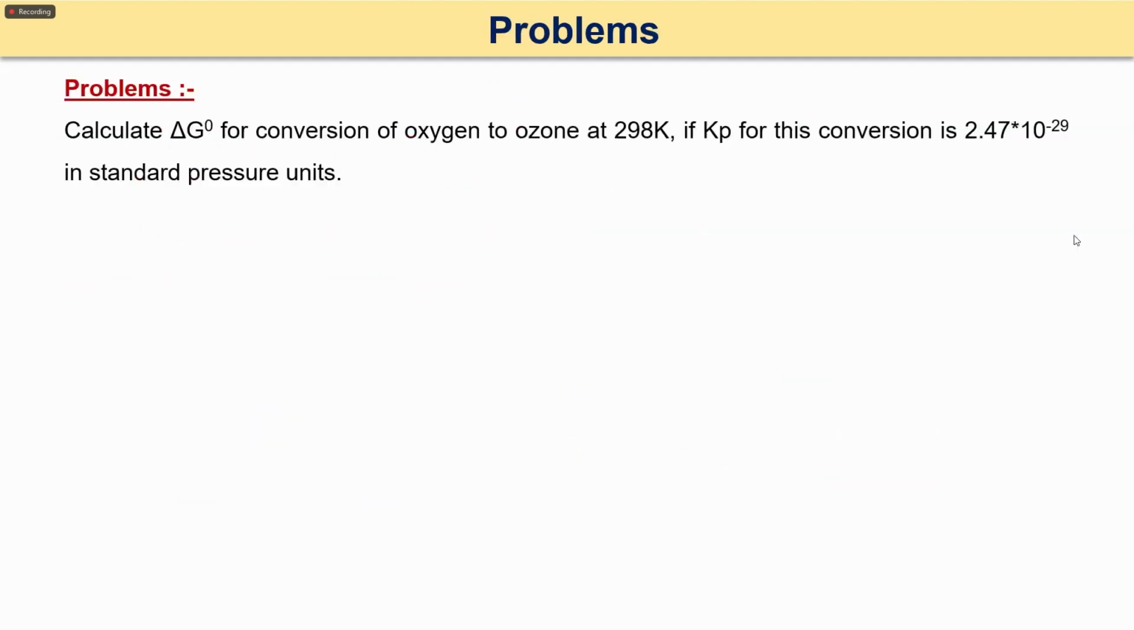Now let us solve some problems. Calculate delta G naught for the conversion of oxygen to ozone at 298 Kelvin if your Kp for this conversion is 2.47 into 10 to the power minus 29. You know that delta G naught, the standard free energy change, is equal to minus 2.303 RT log Kp.